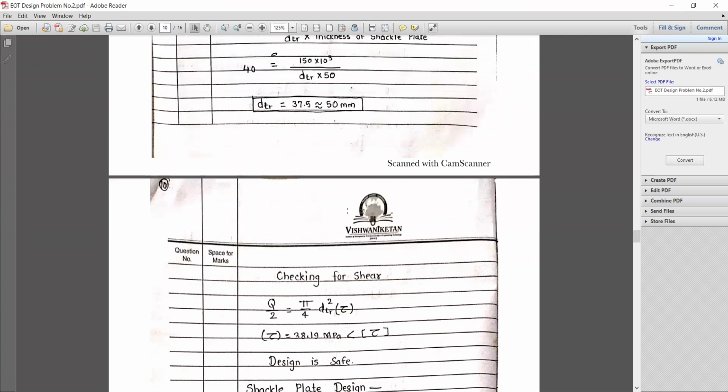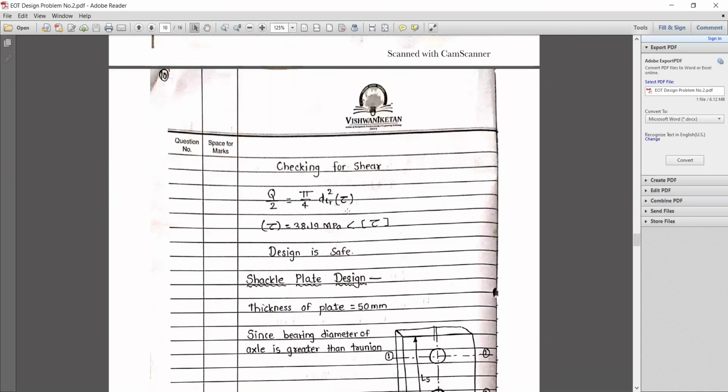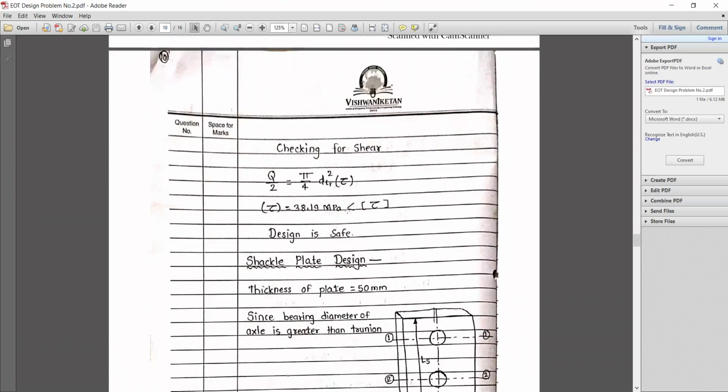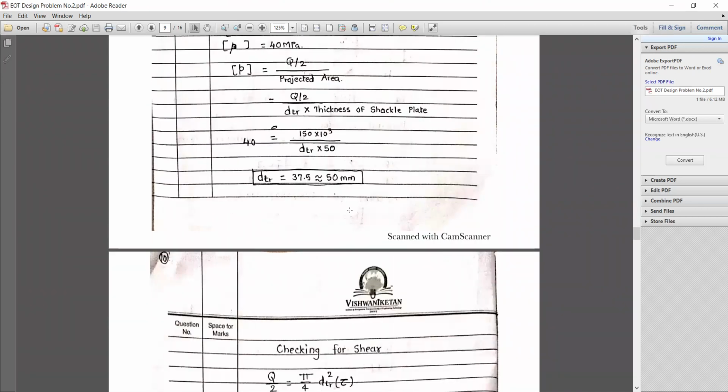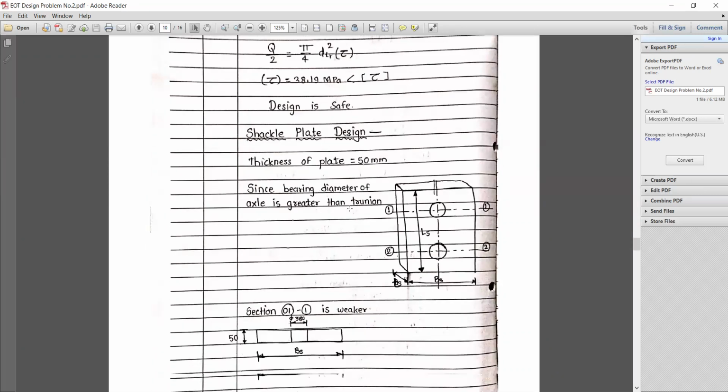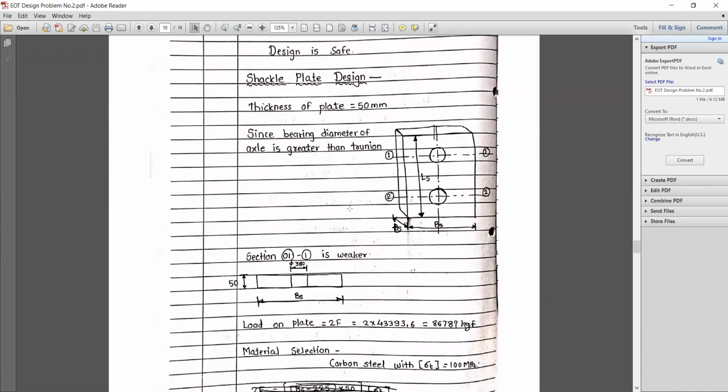Putting all the values, we get the induced value of shear stress as 38.19 megapascal, and our design stress is 50 megapascal. So the design is safe. Now next component, design of shackle plate.